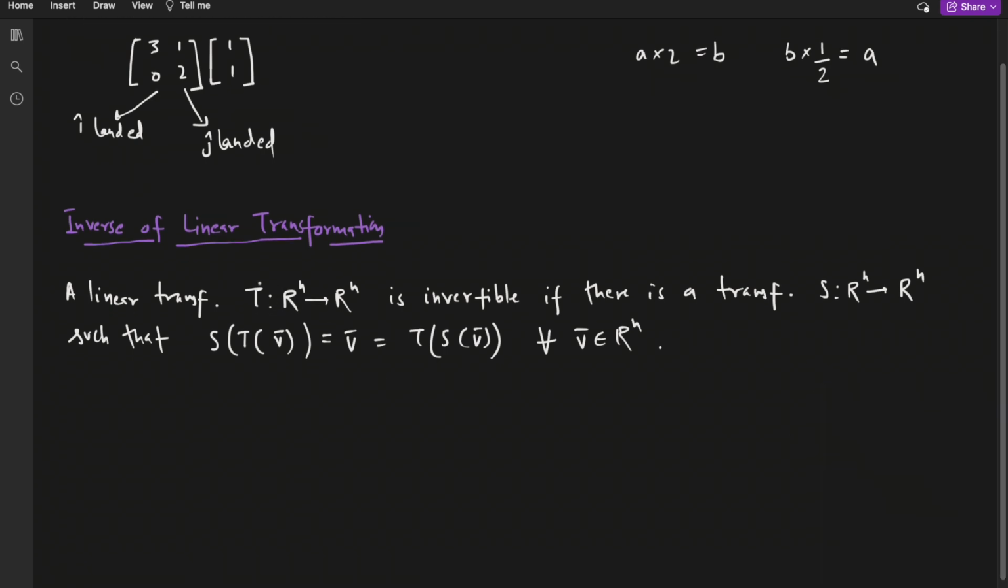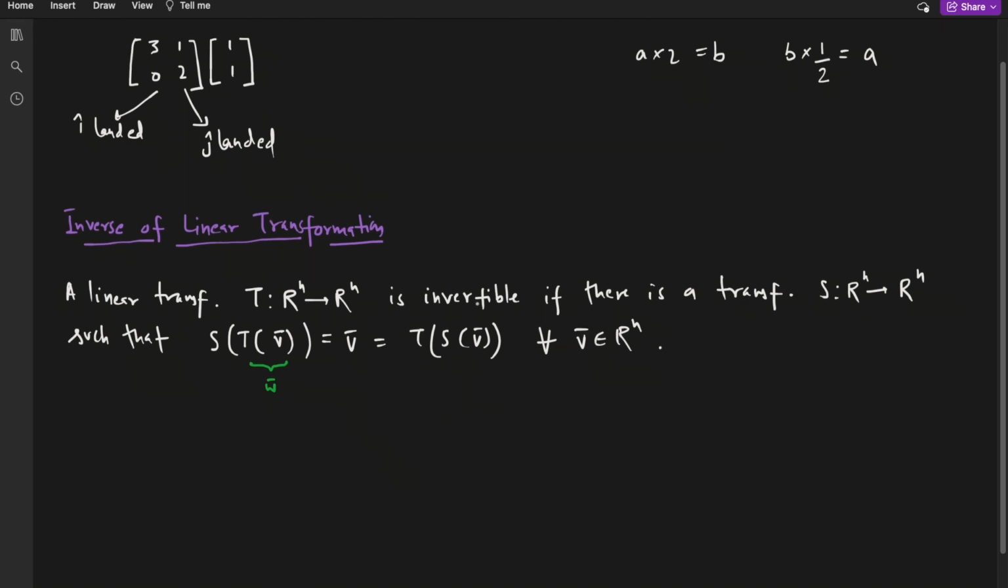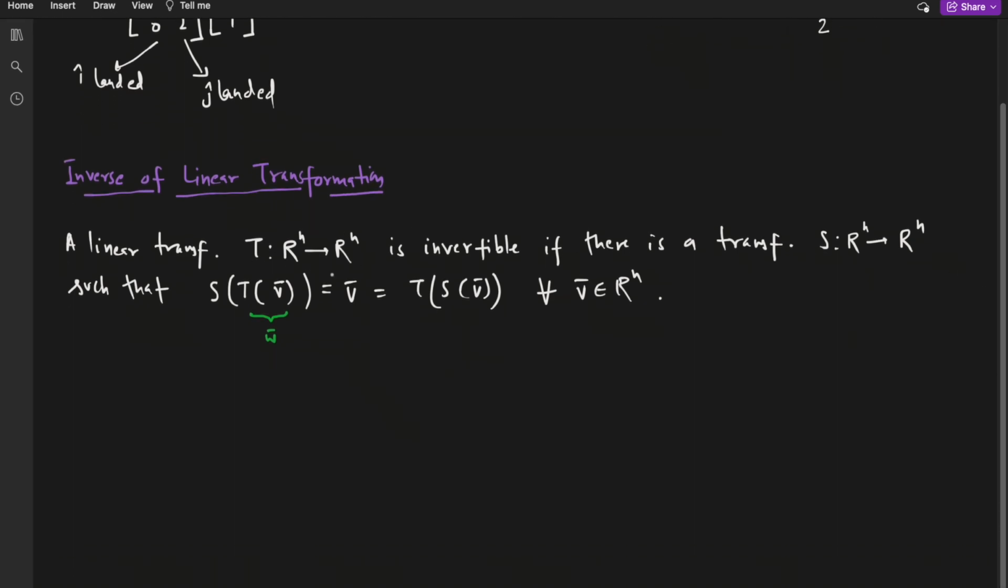What I'm saying is that a linear transformation T, which is from Rn to Rn, so it is transforming the Rn vector space to the Rn vector space, is invertible if there exists a transformation S, which is also from Rn to Rn, such that if I transform this vector V using T, I will get something. Let us suppose I am going to get W, the vector W. And if I transform this vector W using S, then I will get V again.